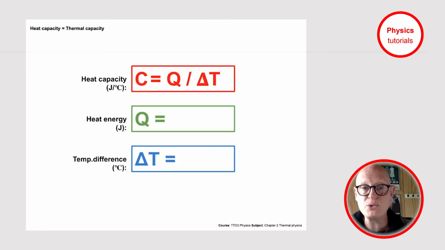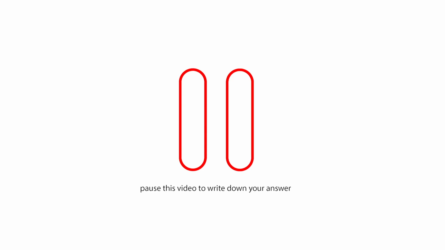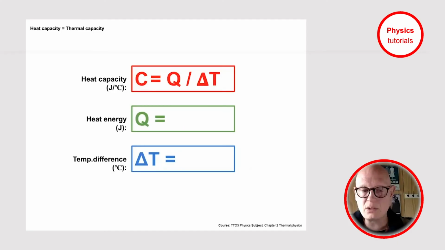Now, how would you rewrite this formula in such a way that you can calculate the heat energy in joules or the temperature difference in degrees Celsius? Pause this video to write down your answer in your notebook. So, if you want to calculate the heat energy in joules or the temperature difference in degrees Celsius, you can rewrite the equation. And this is what you will get.